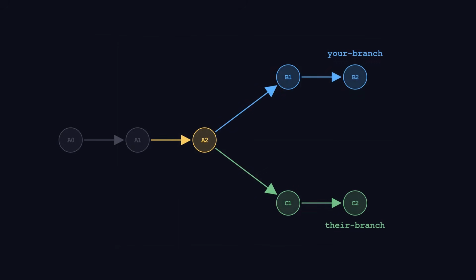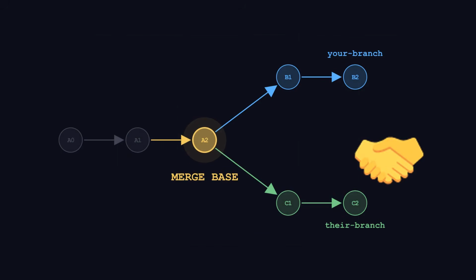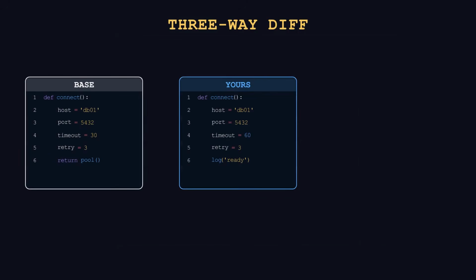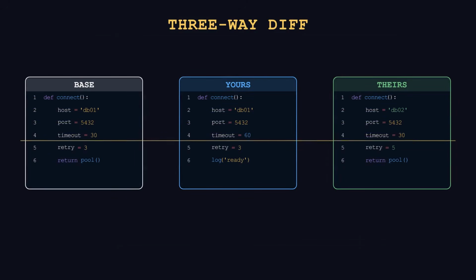Finding this ancestor is simple. Git walks the commit graph backward from both branch tips until the paths converge. That convergence point is your merge base. Now Git has 3 versions of every file: base, yours, and theirs, and it compares them line by line.